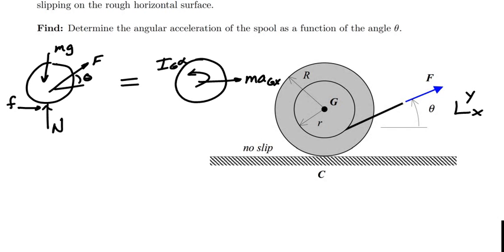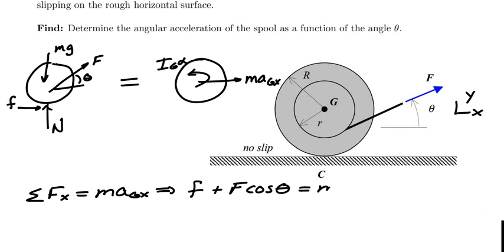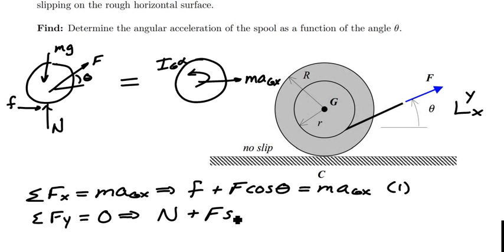So with those things in hand, I can go ahead now and apply my kinetics equations. If I start by summing forces in the x direction and setting that equal to m times a_gx, what I'm going to get here is that the friction force plus the cosine component of the applied force is going to equal m times a_gx, and we can call that equation 1. If I sum forces in the y direction and set that equal to 0, because we know the center of mass of the disk is not going to move up or down as this thing rolls, I'm going to have that N plus F times the sine of the angle theta minus the weight is going to equal 0, and we can call that equation 2.